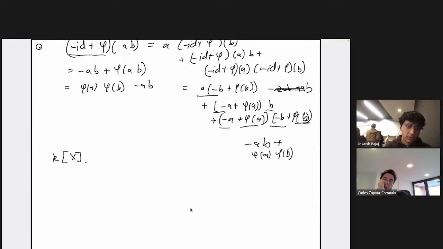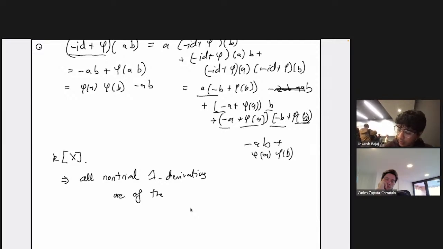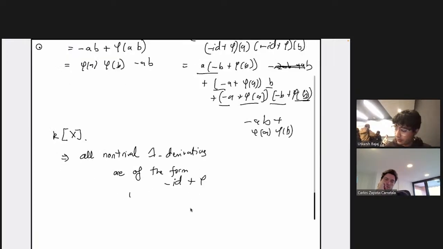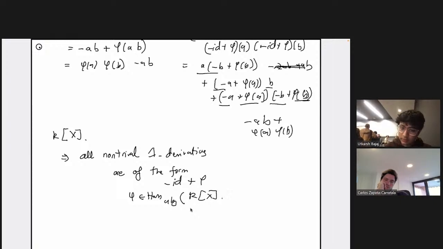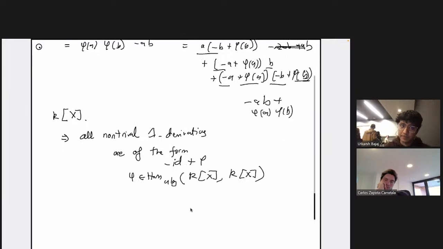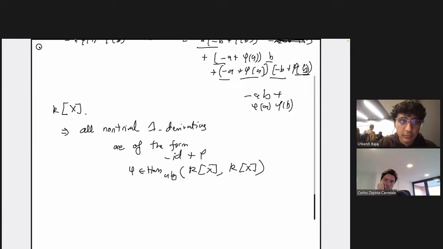I tried to see what the result is for the polynomial ring k[x], where k is the field. Then it turns out that in this case, all non-trivial weight-one derivations are of the form minus identity plus phi, where phi is an algebra homomorphism from k[x] to k[x]. I can quickly skim through the proof of this.